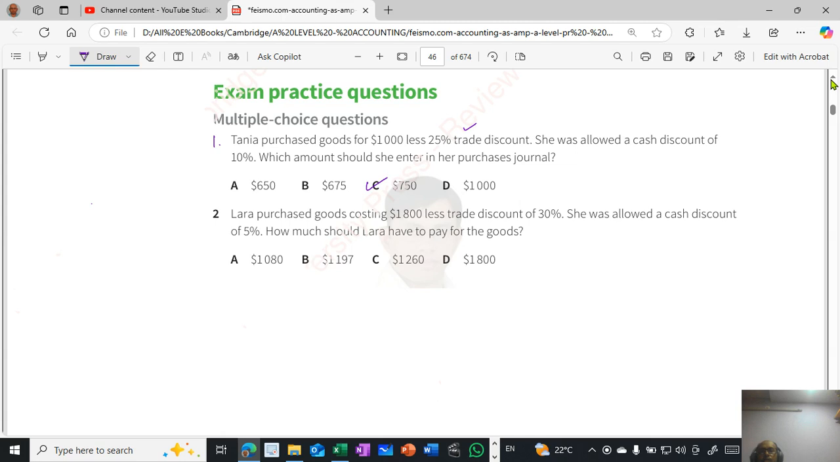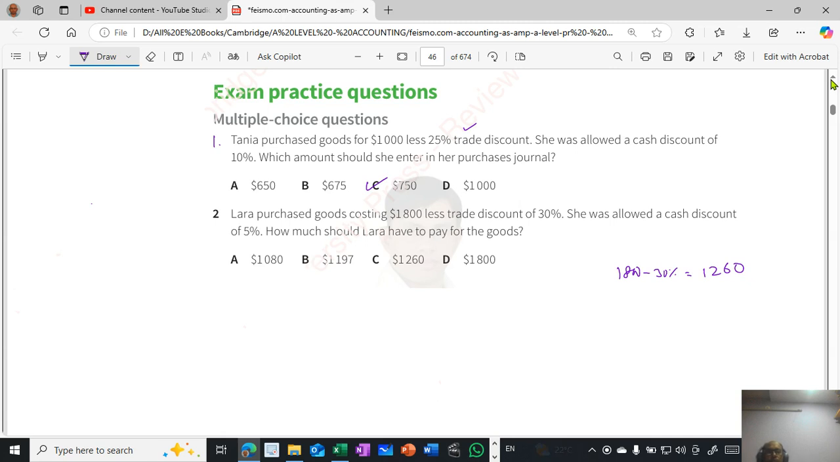Lara purchased goods costing 1800 less trade discount of 30%. So 1800 minus 30%, that is equal to 1260. Okay, so she was allowed a cash discount of 5%.